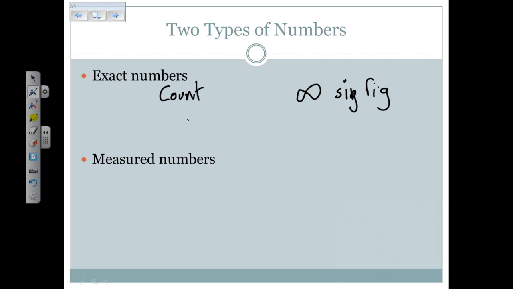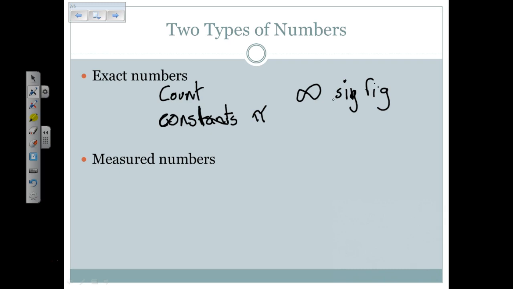Other cases of exact numbers are things like constants. And the famous example is something like pi. Pi goes on forever and ever, and because it goes on forever and ever, we have an exact number, and it has an infinite number of significant figures.